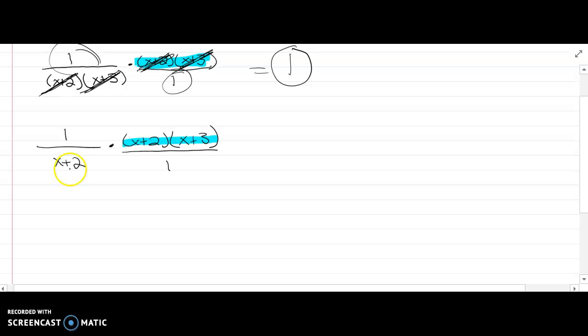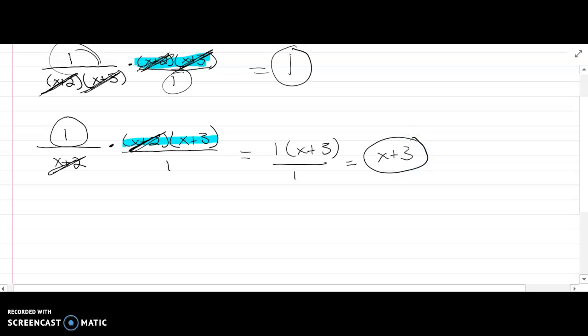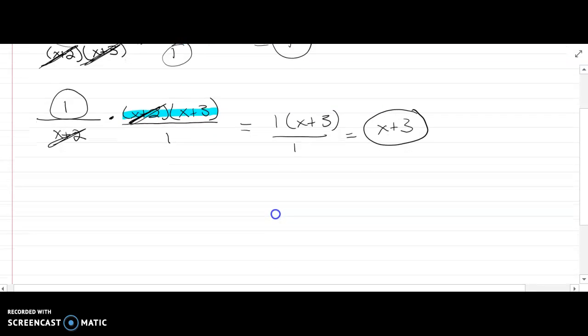So I look, well, these x plus 2's can cancel, but this time, we can't cancel the x plus 3. So we're left with 1 times x plus 3, because that's what we're left with, over 1. So we have 1 x plus 3 over 1, and then this is really just x plus 3. There is our answer for that one.